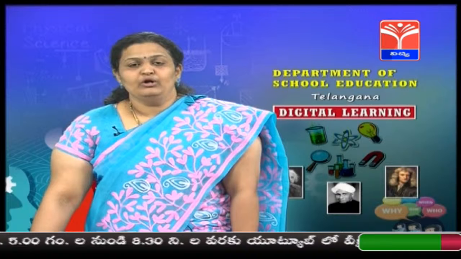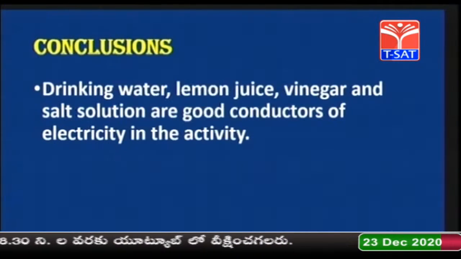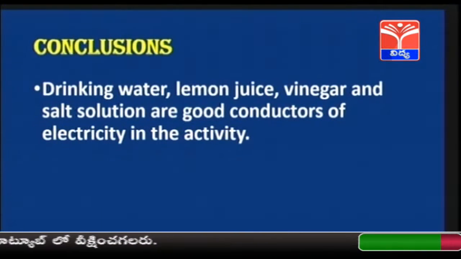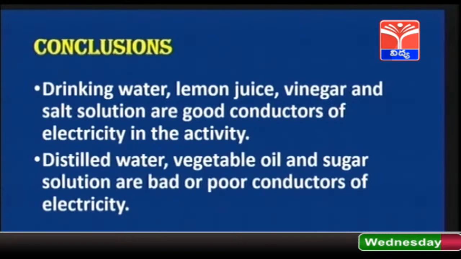Right, children? What do we conclude from this activity? Drinking water, lemon juice, vinegar and salt solution are good conductors of electricity, whereas distilled water, vegetable oil and sugar solution are bad or poor conductors of electricity.